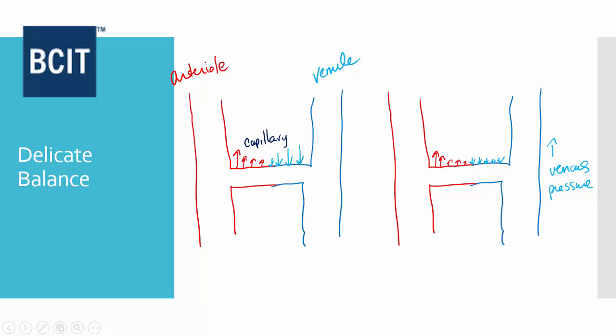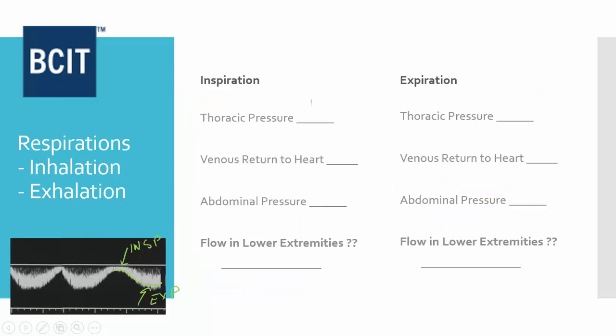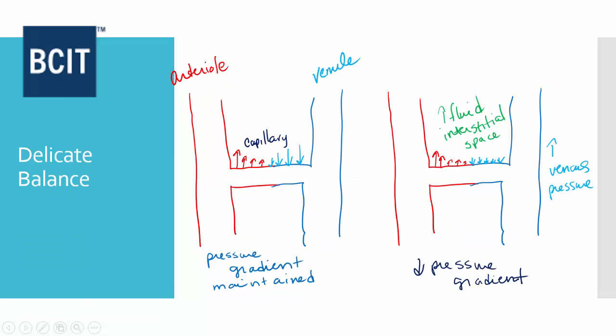And this is basically based on that pressure gradient from high to low. So when the venous side is a normal pressure, the pressure gradient is maintained. So capillary perfusion continues on as normal.